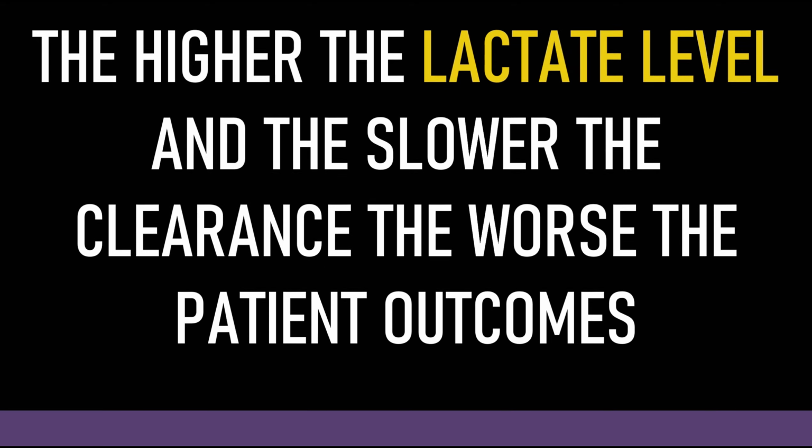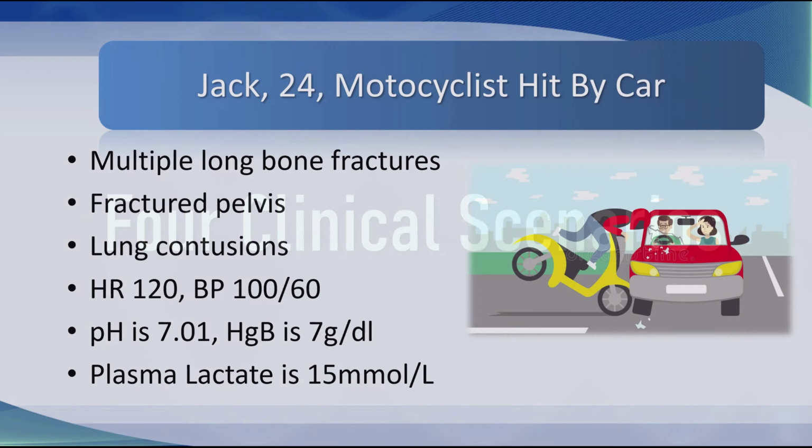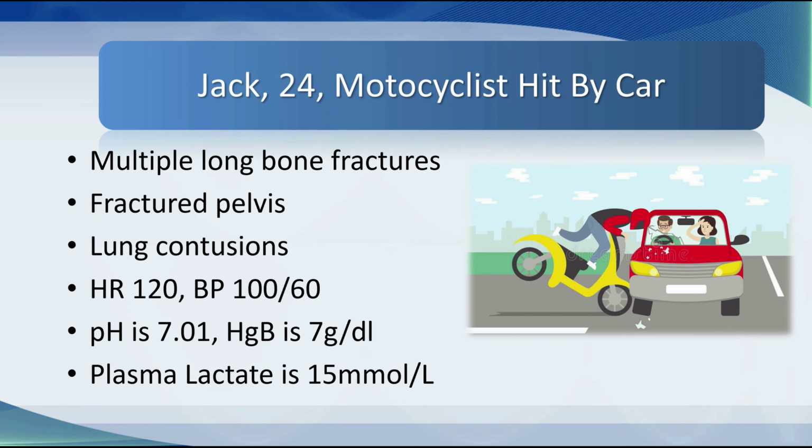Now I'm going to start with 4 clinical scenarios with which to illustrate lactic acidosis. Jack is a 24-year-old motorcyclist who has been hit by a car and brought to the hospital. He has multiple long bone fractures. There is a fractured pelvis. He has lung contusions. On examination, he is cold and clammy. His heart rate is 120 and his blood pressure is 100/60. On blood gas analysis, his pH is 7.01. His plasma lactate is 15 millimoles per liter, and his hemoglobin is 7 grams per deciliter.